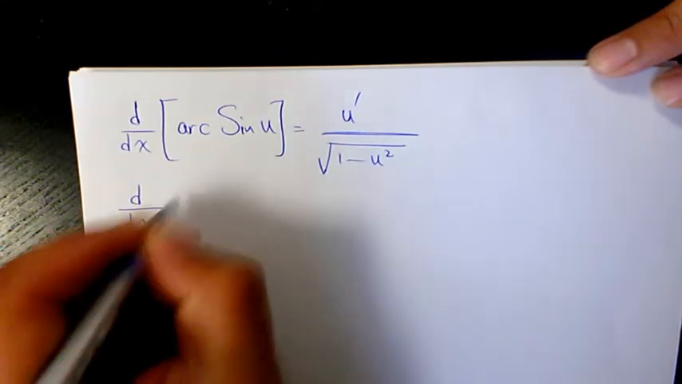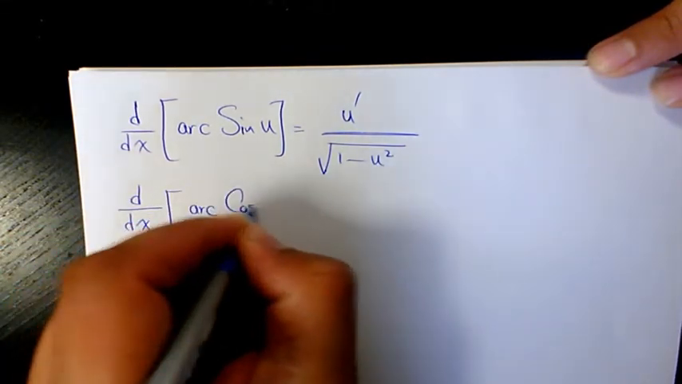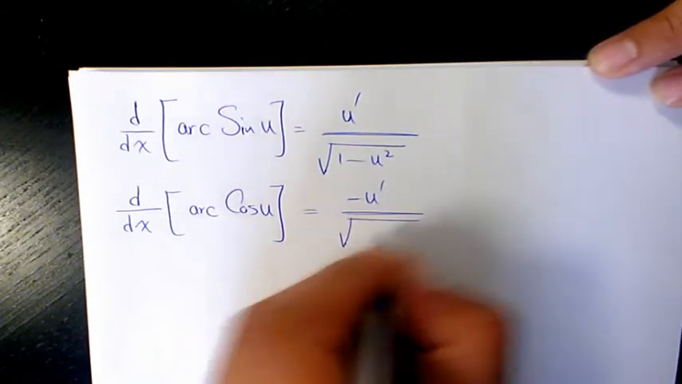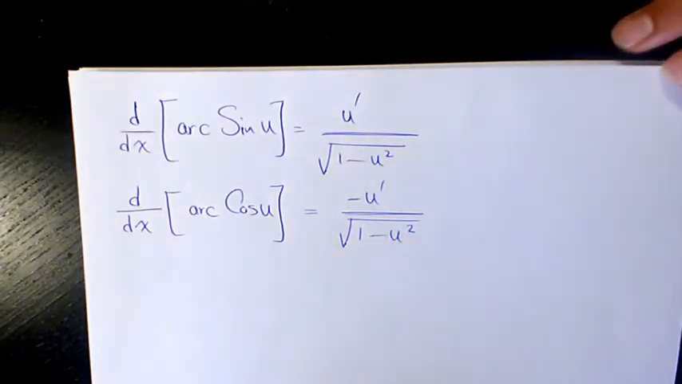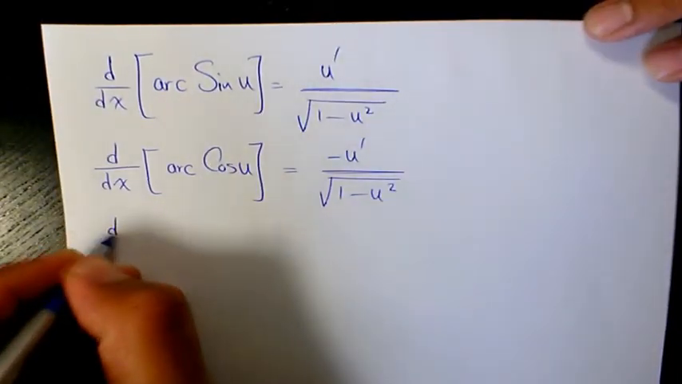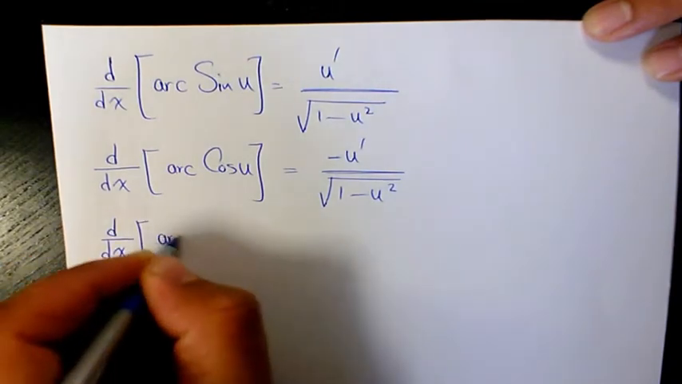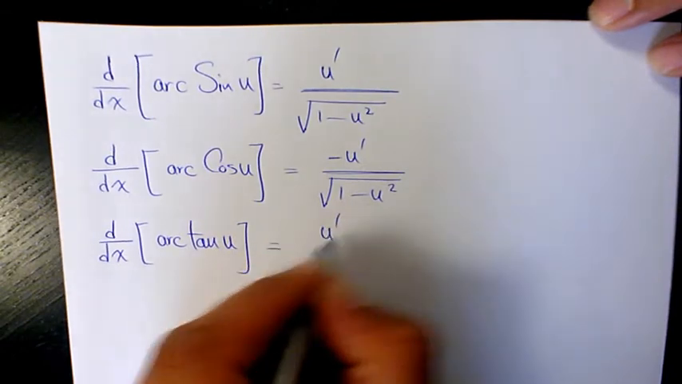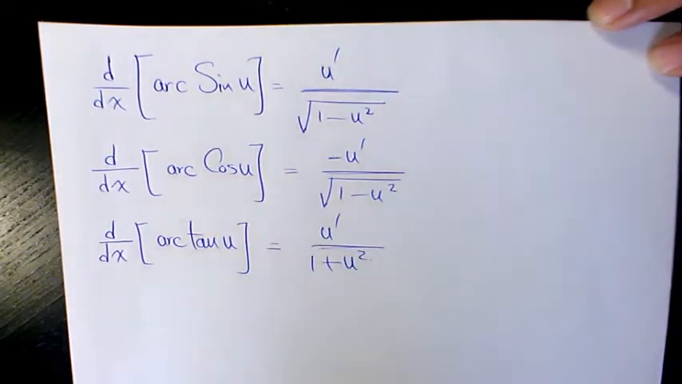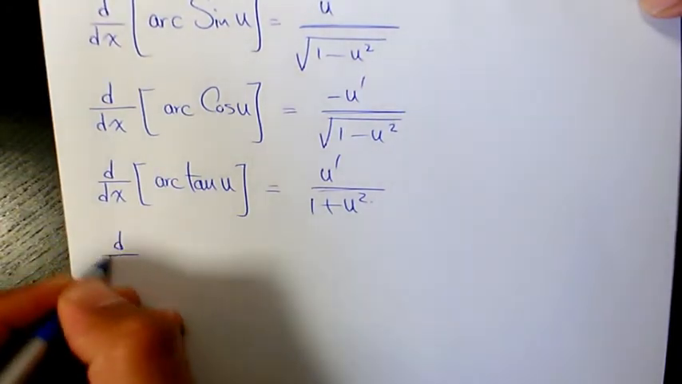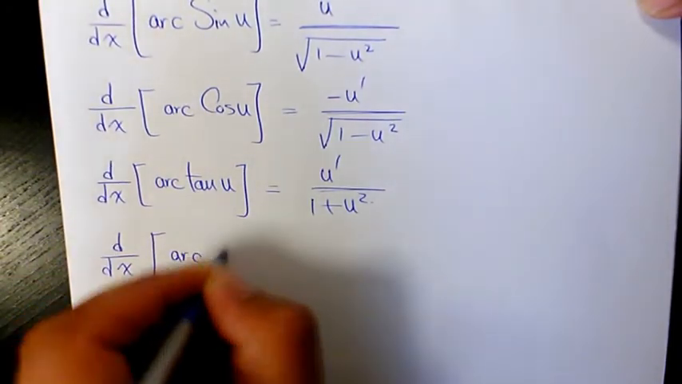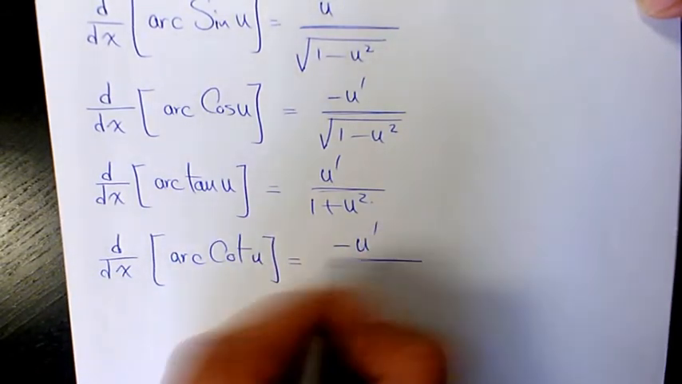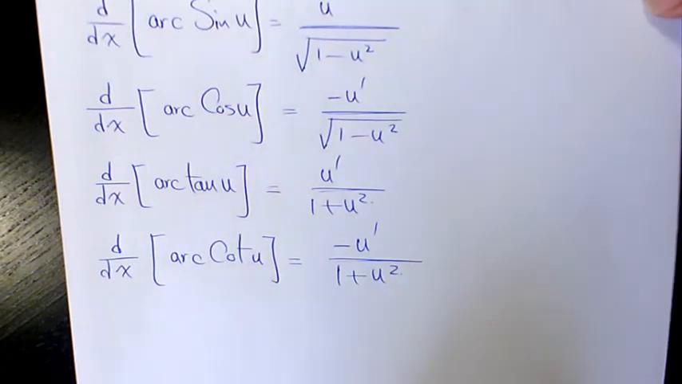Derivative of arc cosine u when u is the function of x is negative u prime over square root of 1 minus u squared. Derivative of arc tan u when u is the function of x is u prime over 1 plus u squared. Derivative of arc cotan u when u is the function of x is going to be negative u prime over 1 plus u squared.